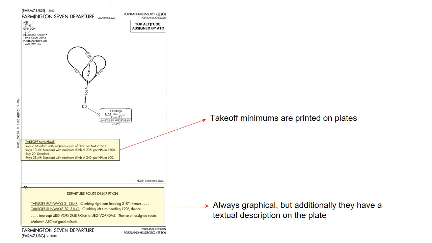In addition to the graphic depiction, there is also a textual description on each plate. It is very important to read this text. There are often steps on it, such as an altitude you must reach before making a turn, that you'll miss if you just look at the pictures.